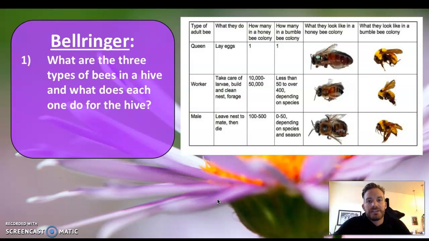So with that said, let's get started with day 4. This is Friday, March 20th, and this is your bell ringer. What are the 3 types of bees in a hive, and what does each type of bee do for the hive? Pause your video now and do the bell ringer, then unpause it and we'll continue.